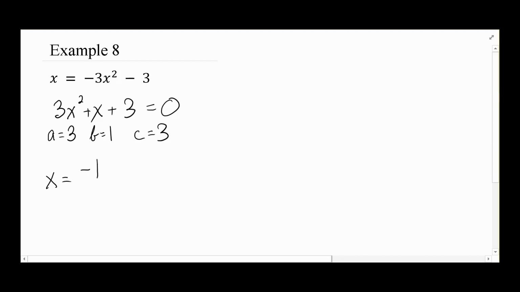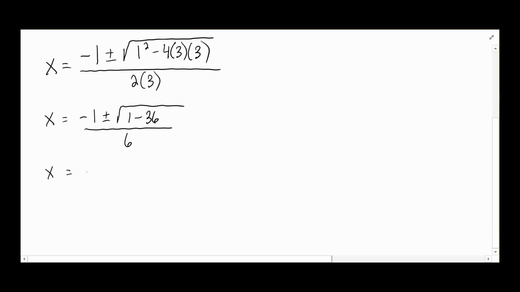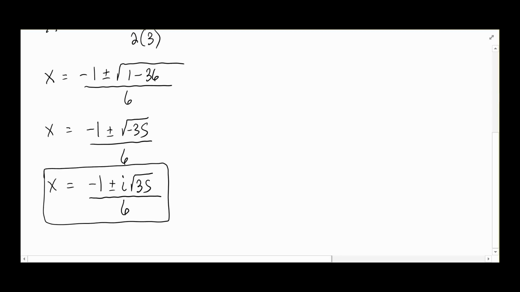So we're going to take the opposite of B, plus or minus the square root of B squared minus 4 times A times C, all over 2 times A. So that we have negative 1 plus or minus the square root of 1 minus 36 all over 6. 1 minus 36 is negative 35. And if I'm taking the square root of a negative, that's i times the square root of 35. And that doesn't really simplify any further. So we will end up with i answers. Expect that.